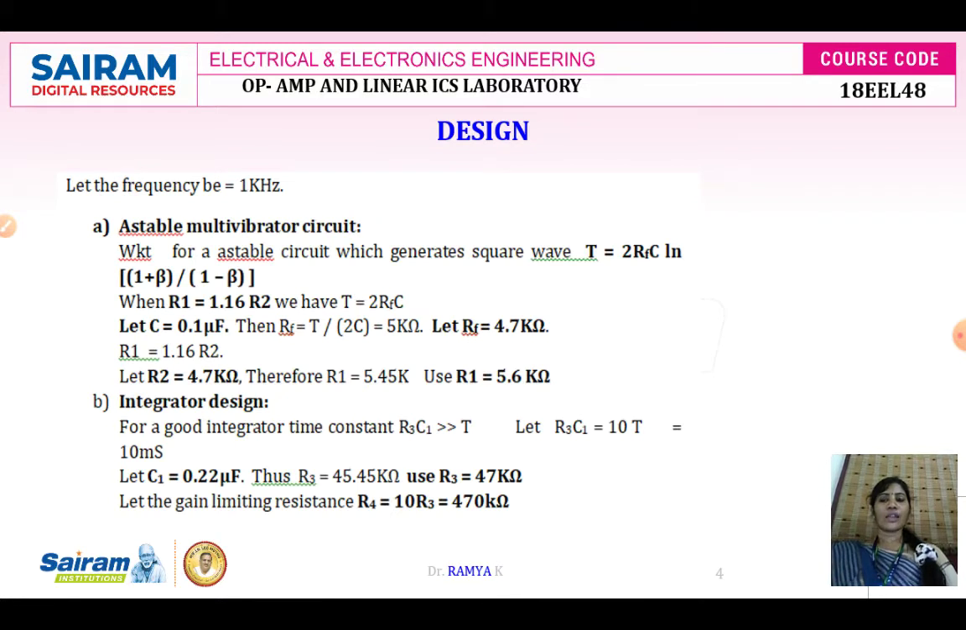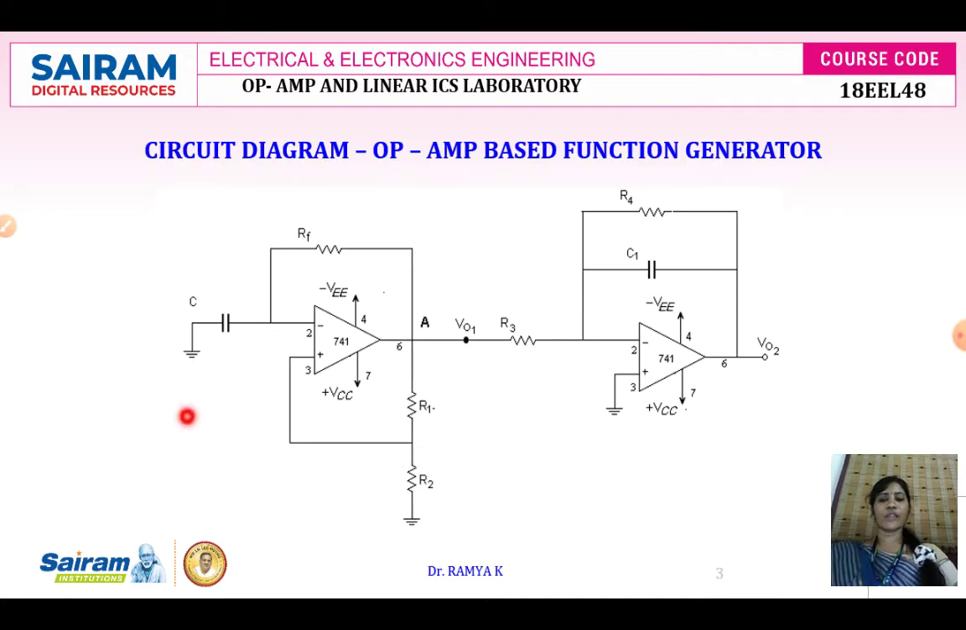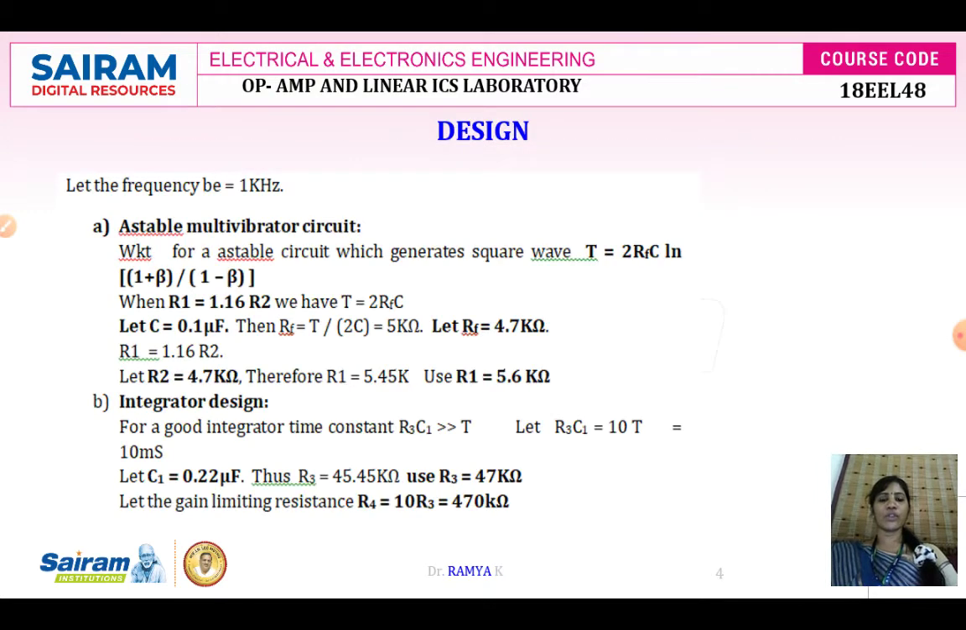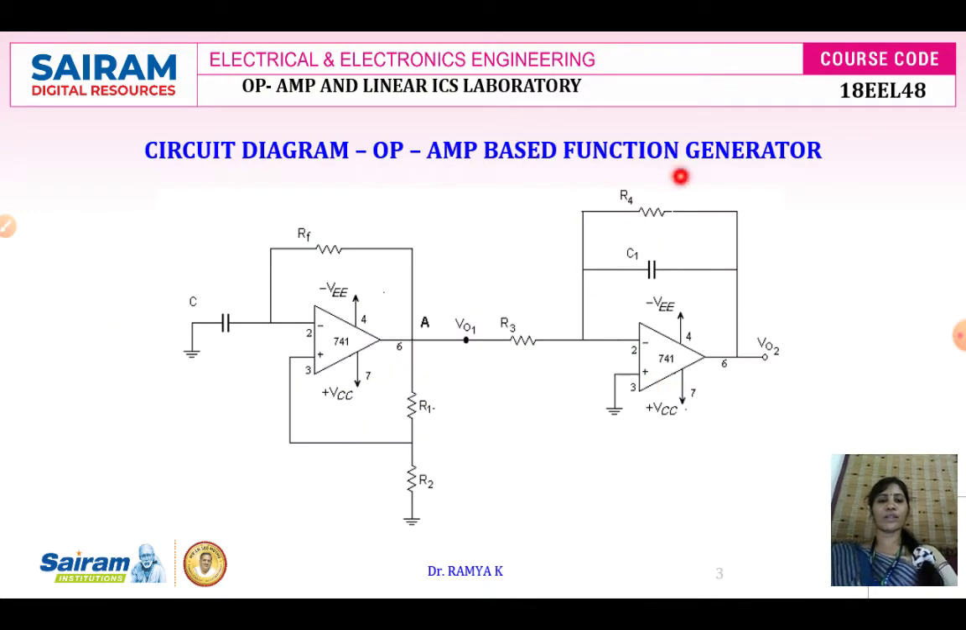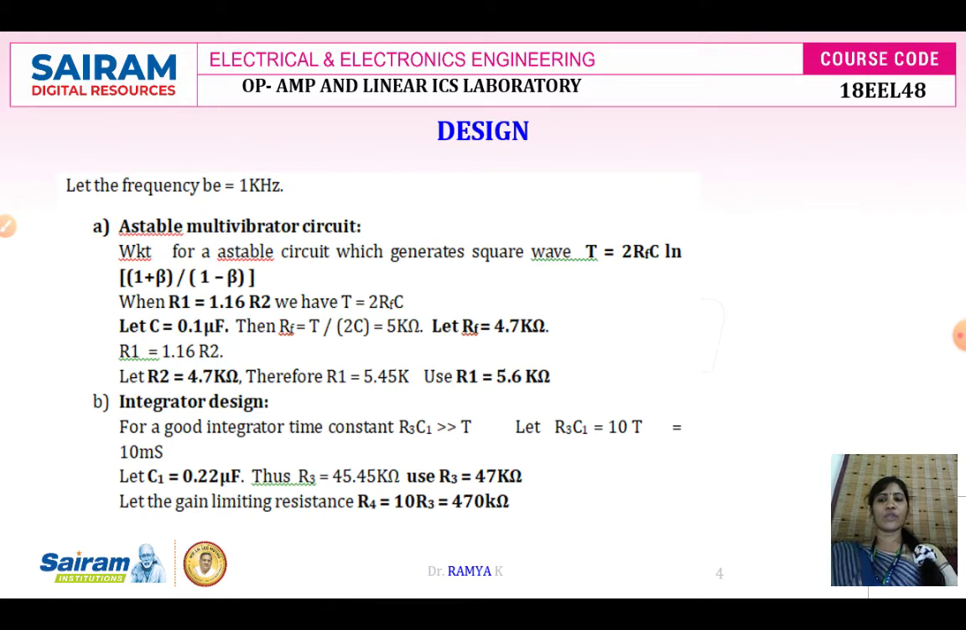It acts like an astable multivibrator. The first part of the circuit is going to be the astable multivibrator and this part of the circuit is going to act as an integrator. The design procedure for the astable multivibrator is T is equal to 2 RF C times the natural log of (1 plus beta) divided by (1 minus beta).